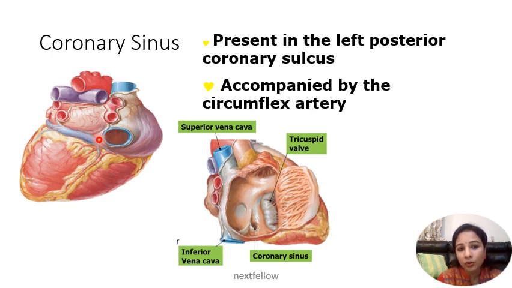We can see it is opening into the right atrium. This is the right atrium, this is the inferior vena cava, and here is the superior vena cava. The coronary sinus opens near the inferior vena cava. So let's appreciate its opening here. This is the coronary sinus inside the right atrium, just near the opening of the inferior vena cava. And we can see a valve guarding the coronary sinus, which is called the Thebesian valve. So that is about the opening of the coronary sinus.